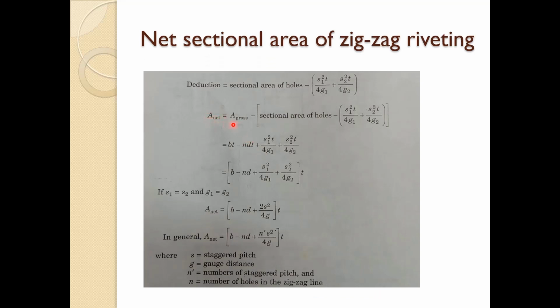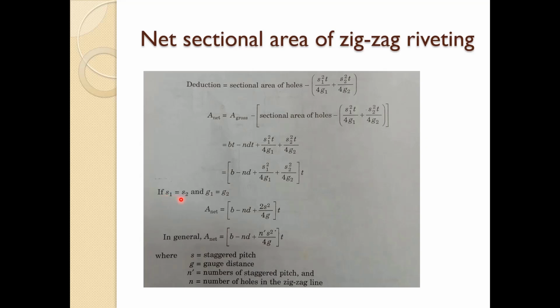So the A net is A gross, the gross cross sectional area of the plate, minus the deduction, that is in bracket the sectional area of the holes minus s1 square t divided by 4g1 plus s2 square t divided by 4g2, bracket complete. So this is the deduction. By putting all the values, b into t is A gross, n d t is the sectional area of the holes, and s1 square t divided by 4g1 and s2 square t divided by 4g2, by taking t common.